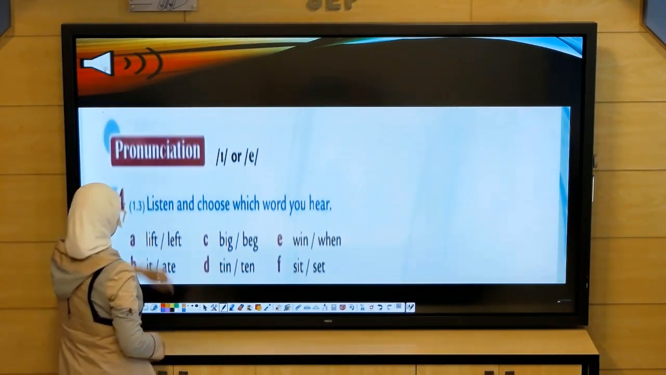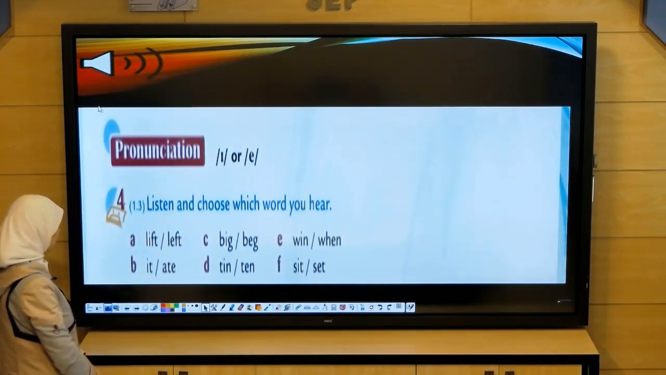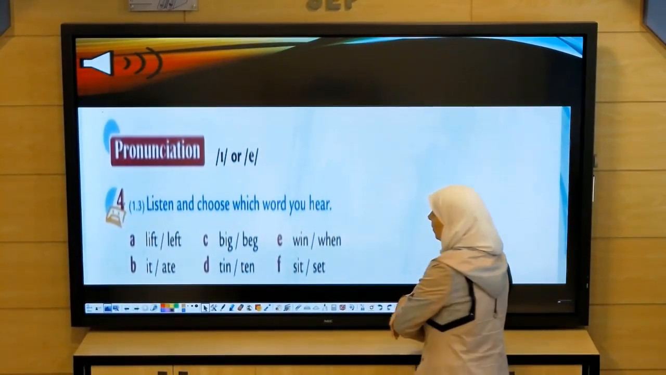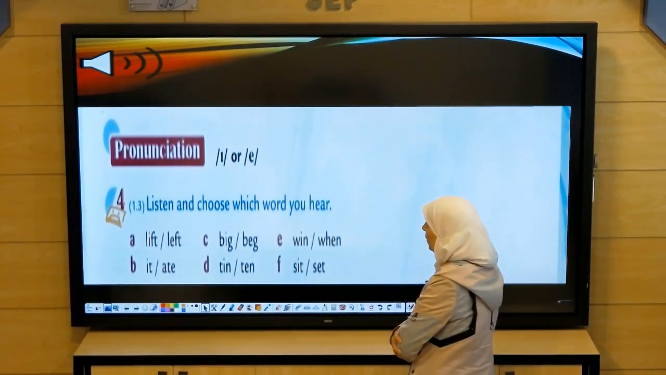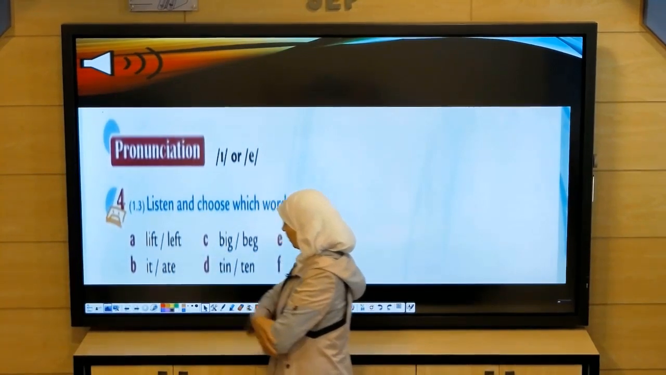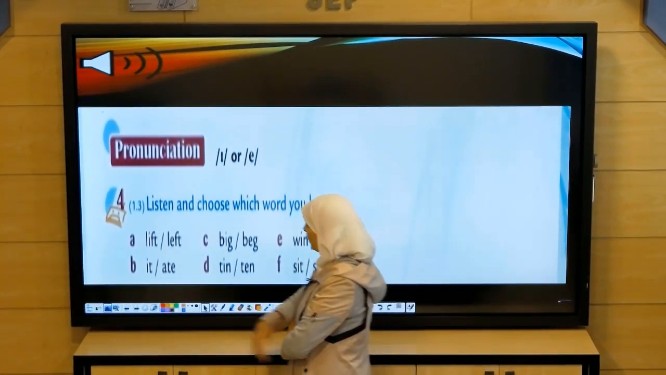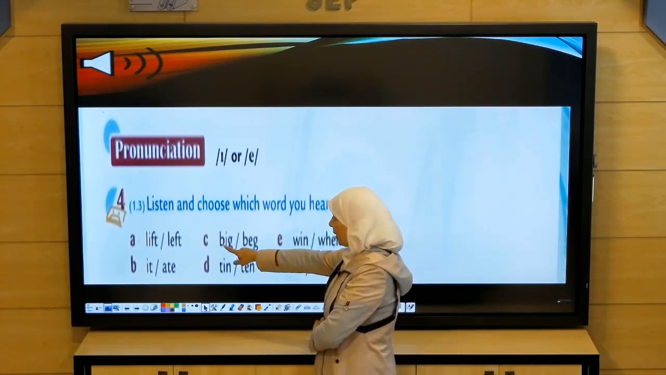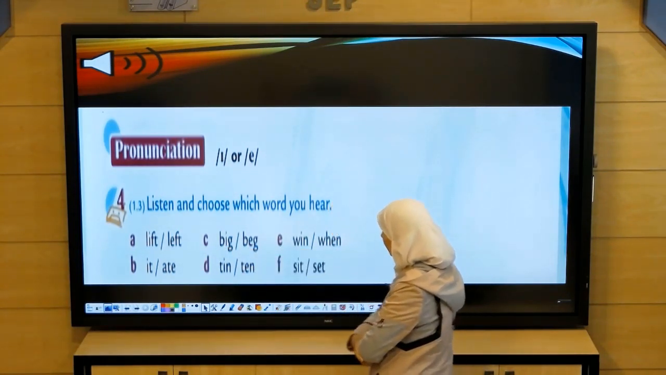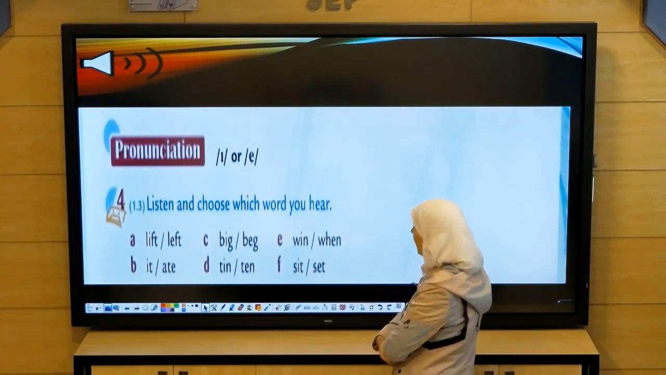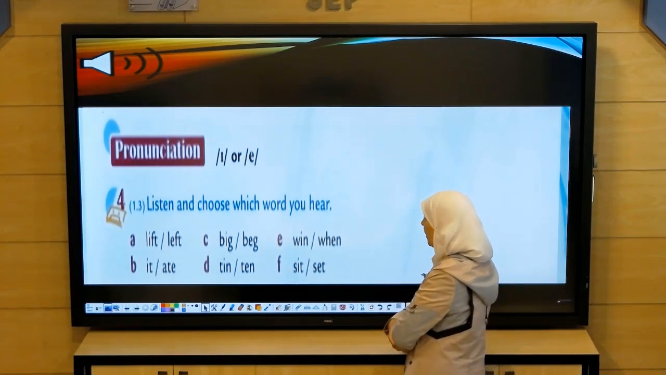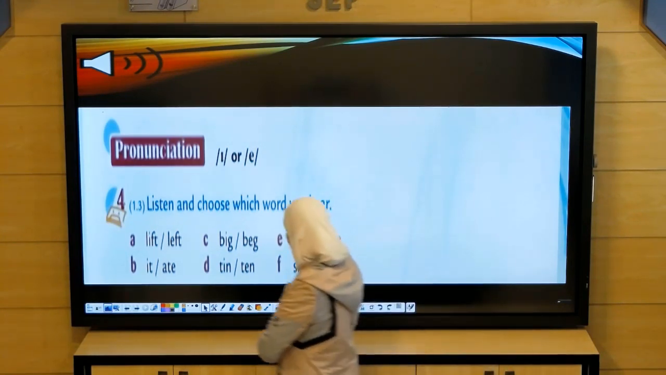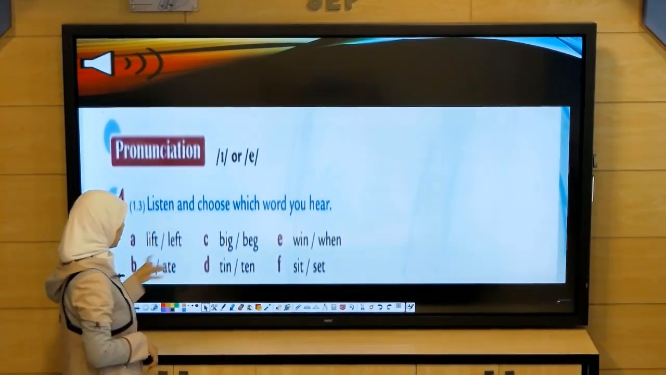Okay, let's listen again and then we will choose the correct word, me and you. Let's listen. Page 12, exercise 4, 1.3. Listen and choose which word you hear. A. Left, left. So it is left, it is correct. B. Eight, eight. Also this one is correct. C. Big, big. C, big. D. Ten, ten. E. When, this one, when. Also correct. F. Sit, sit. And the last one was correct also. It is sit. So all our choices were correct.